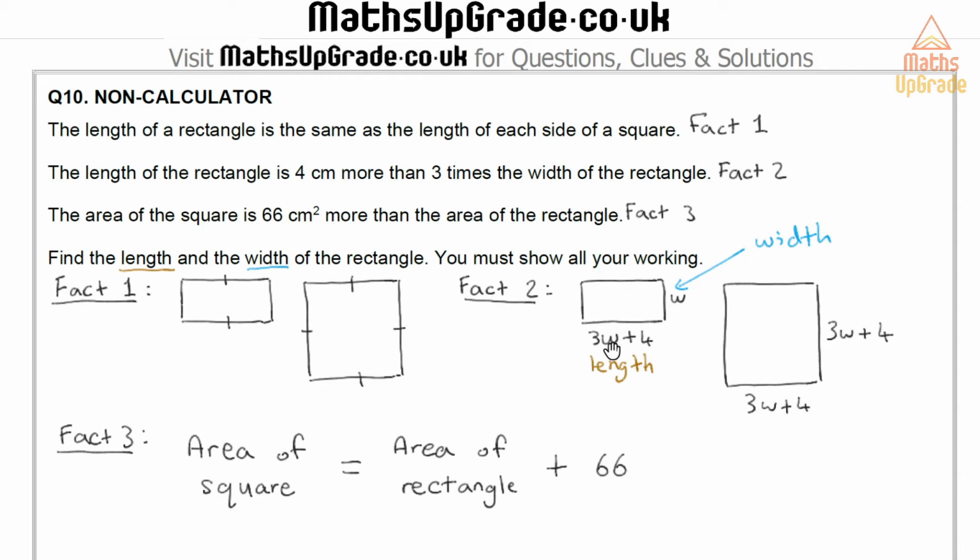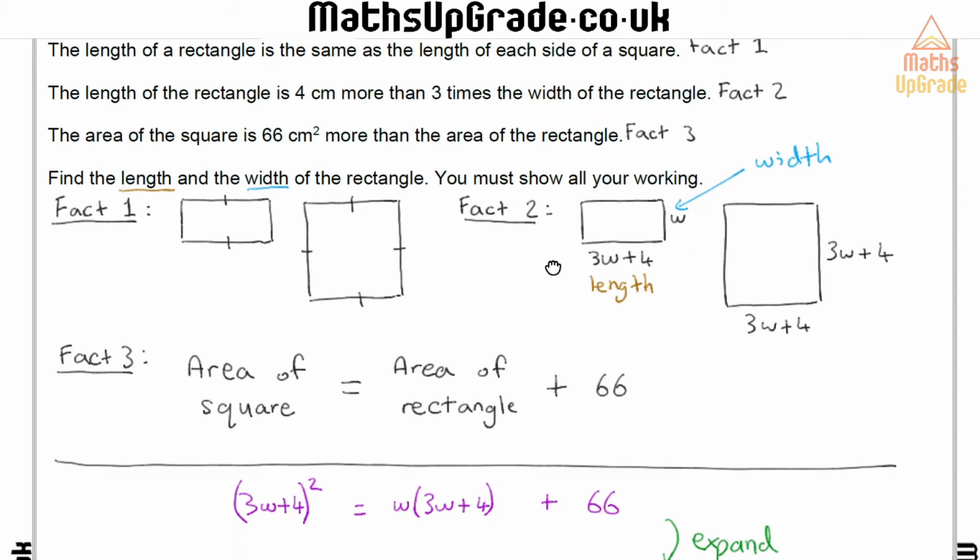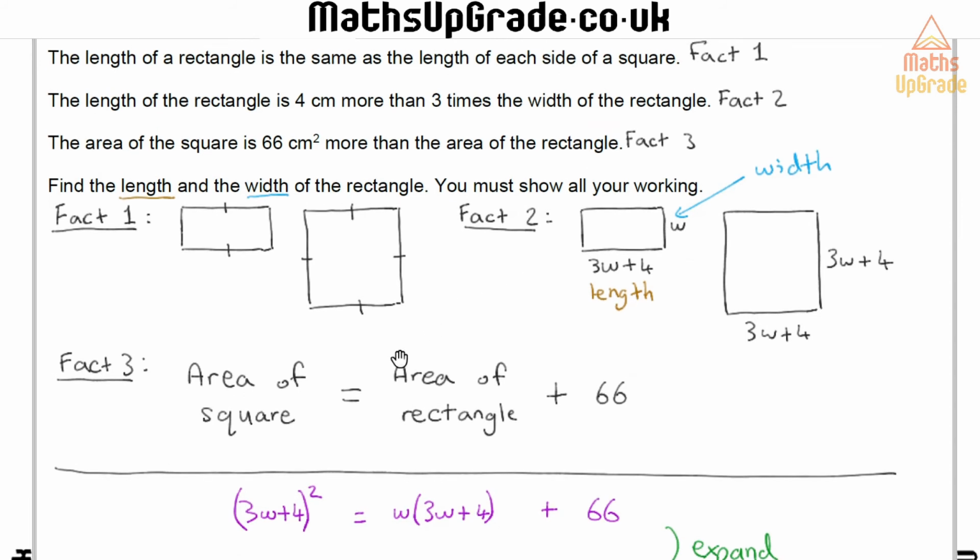The third fact is this one. The area of the square is 66 centimeters more than the area of the rectangle. So the area of the square is equal to the area of the rectangle plus 66. In other words, the area of the square is greater than the area of the rectangle by 66. So there's the 3 facts. Now what we're going to do is use fact 3 and fact 2 combined, since we've already used fact 1 when we came to fact 2.